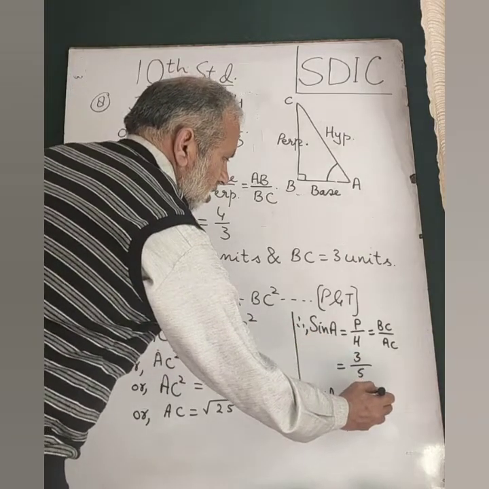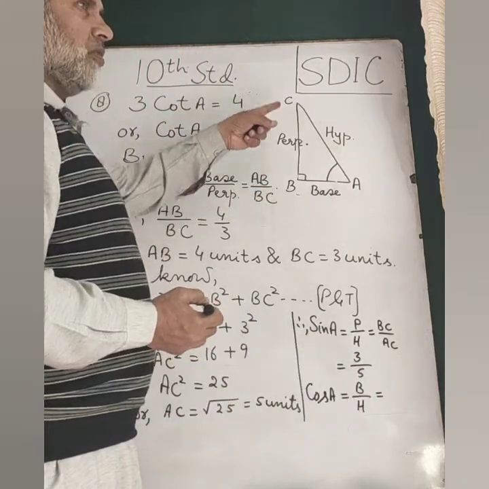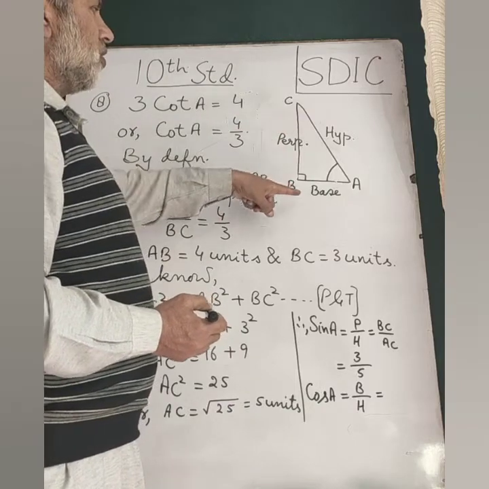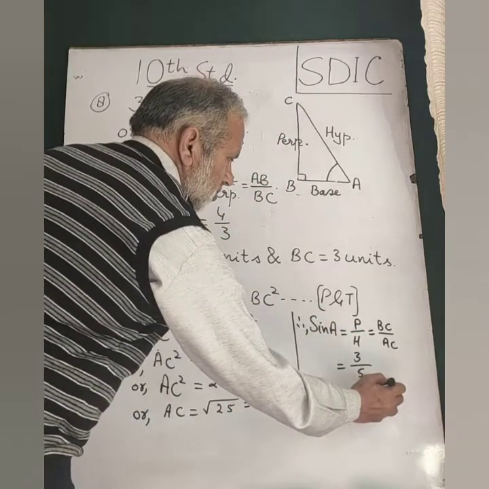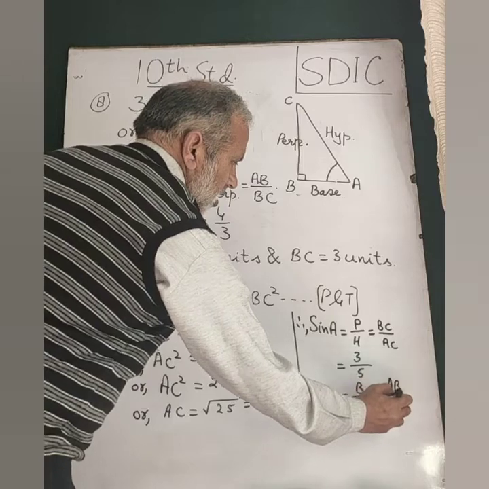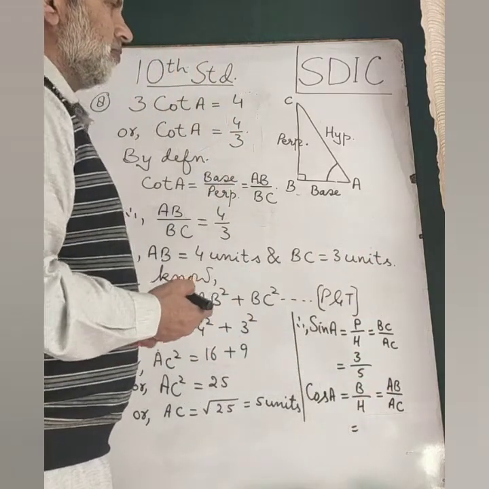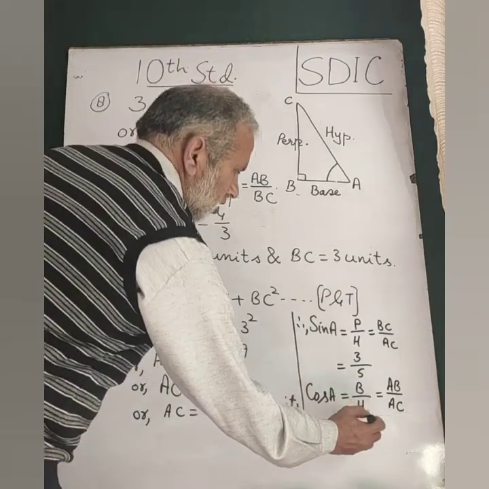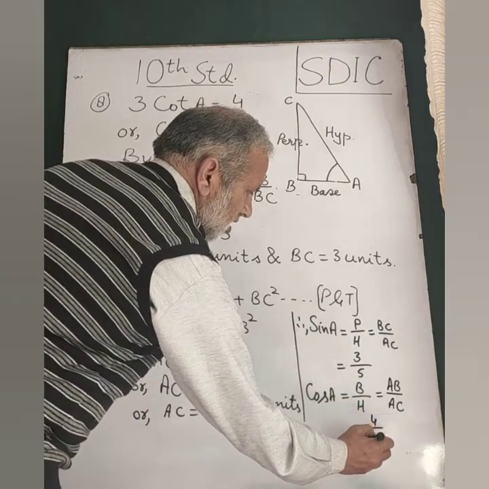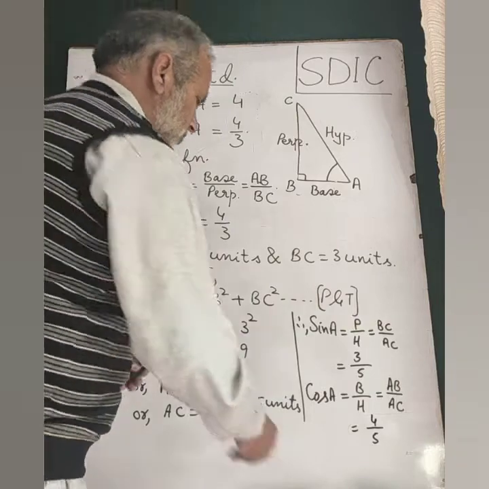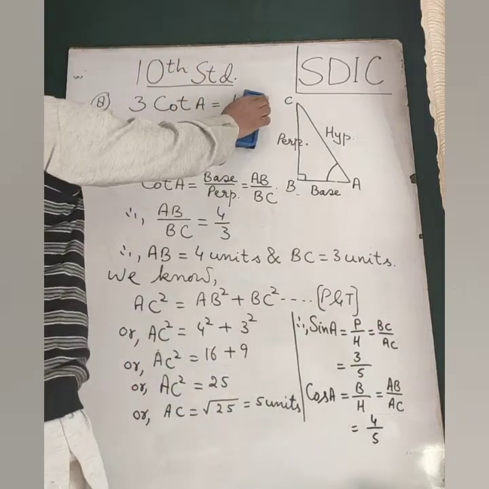And then the name of the base: from the figure you can see we have already identified AB is the base, AC is the hypotenuse. Use their values. AB is 4 divided by AC is 5. So 4 by 5. We also need tan.